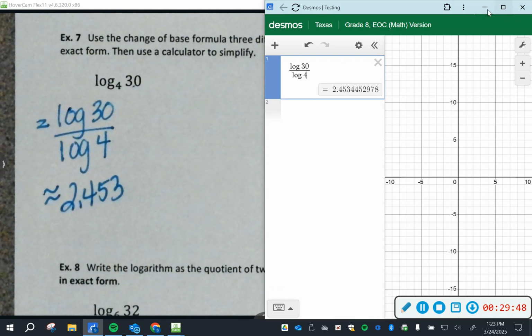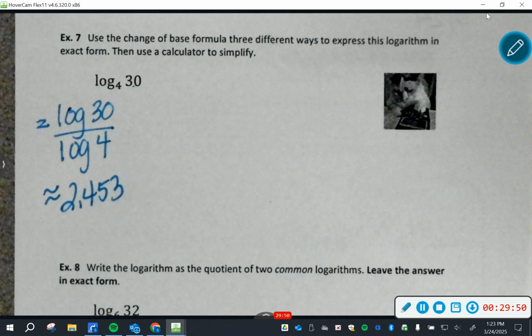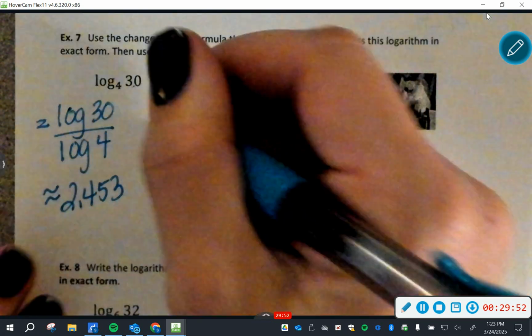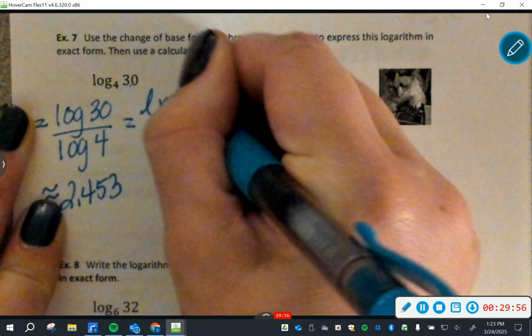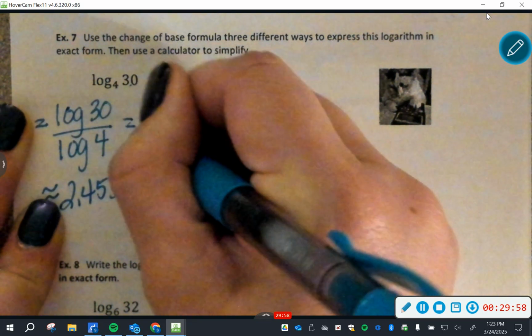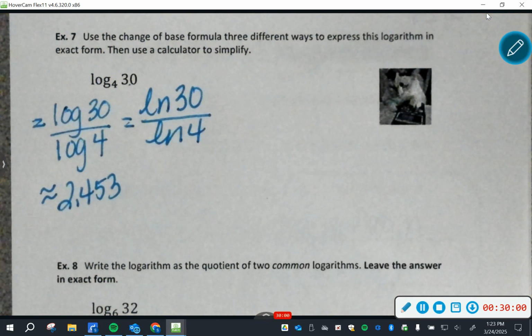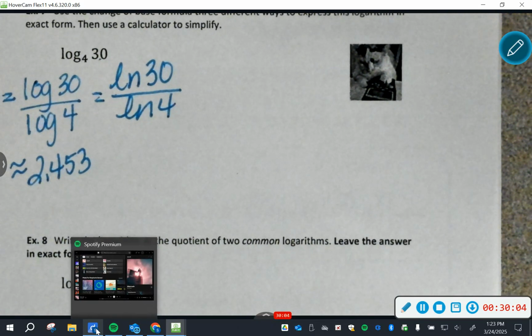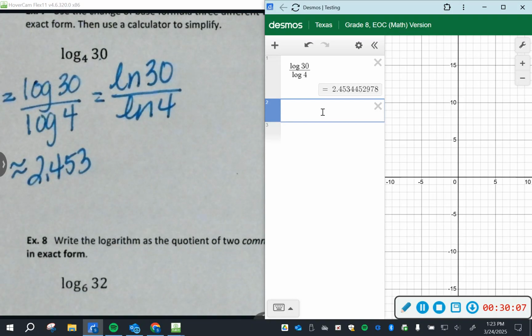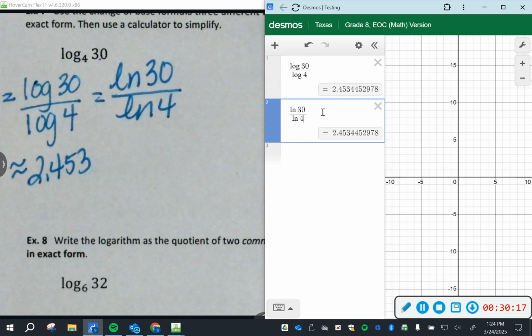Now it also works with ln. The other button that we had on the calculators was the natural log. So I could say this is ln 30 over ln 4, and it is going to give me the equivalent. ln 30 divided by ln 4 gives me the exact same decimal. So it doesn't matter what the common base is.